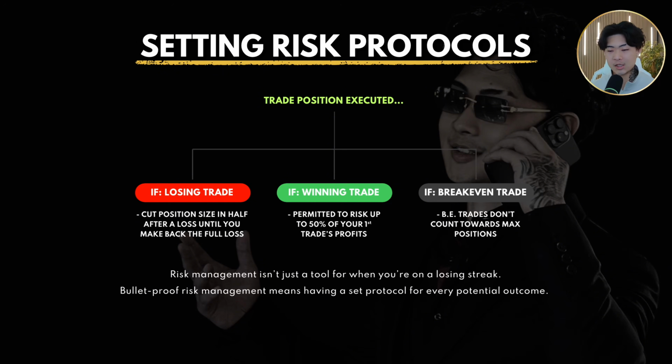So the key with this is having a protocol for every single outcome. That way the data is consistent every single time. So risk management isn't just a tool for when you're on a losing streak. Bulletproof risk management means having a set protocol for every potential outcome. And that is how, guys. So make sure you have those parameters in place.